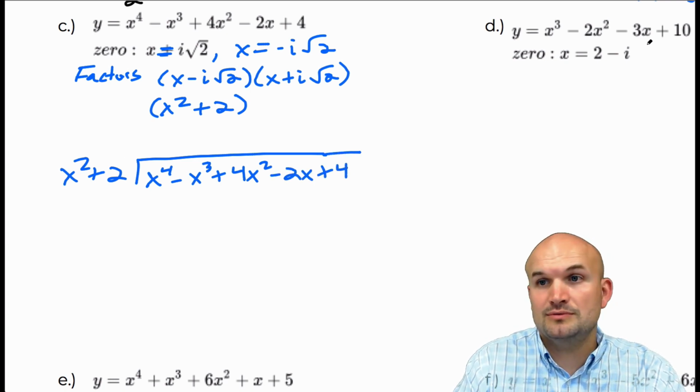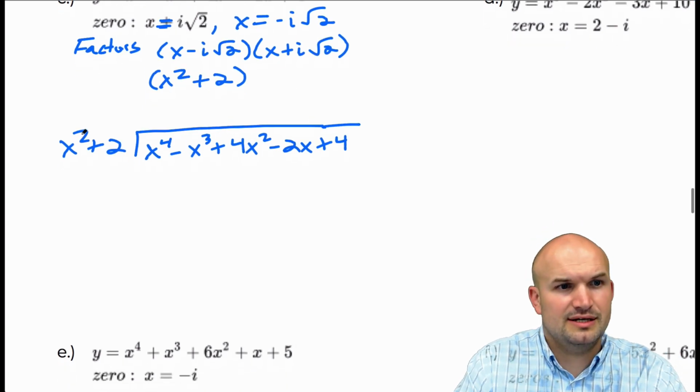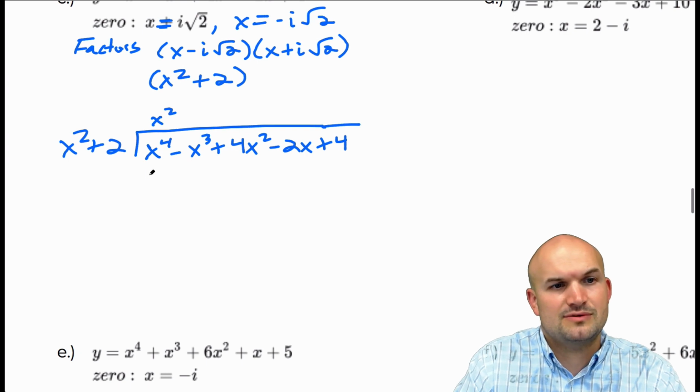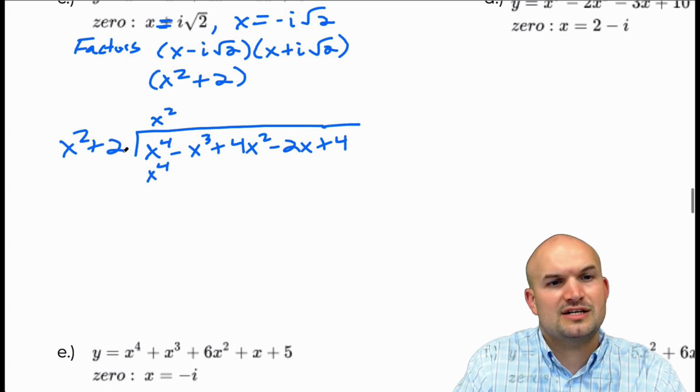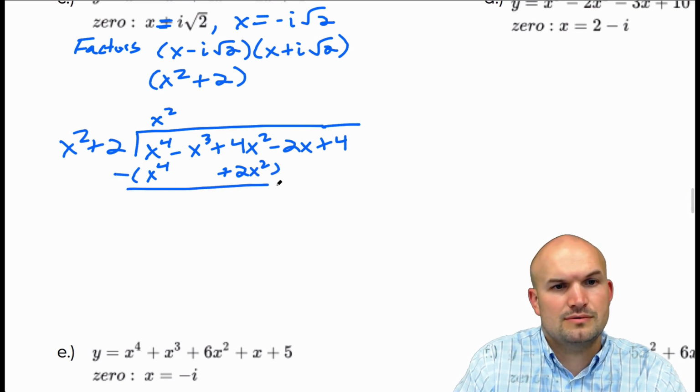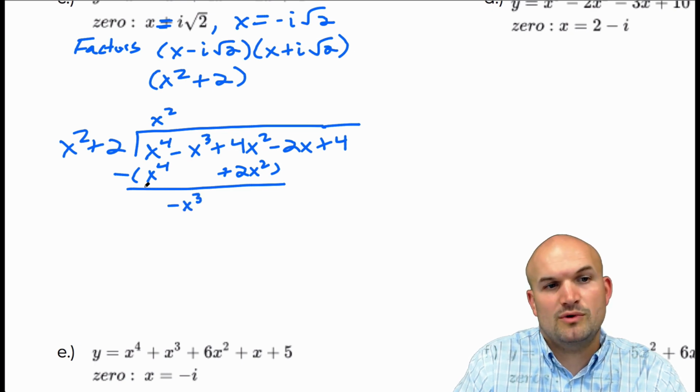All right, so let's see here. X squared is going to go into x to the 4th. X squared times x squared is x to the 4th. X squared times 2 is going to be a positive 2x squared. Subtract my rows. Therefore, now I bring down negative x cubed. 4x squared minus 2x squared is a positive 2x squared. I'm just going to bring all of these down, subtract them from 0.